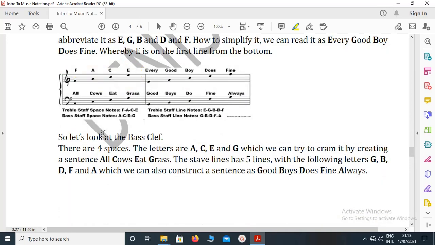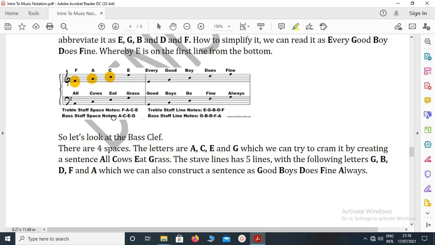And I told you the naming of the lines normally we start from down going upwards, not from up going down. So in the first space, that is now the space above the first line, here is where we have our F. In the second space, that is the one above G, we have A. The other one is C, and the other one is E. So that is what we use. We use that abbreviation first.